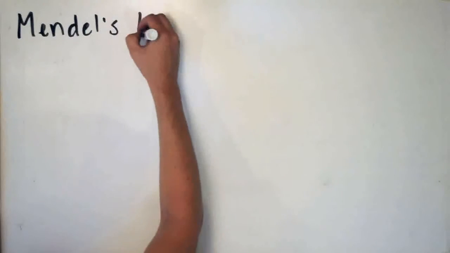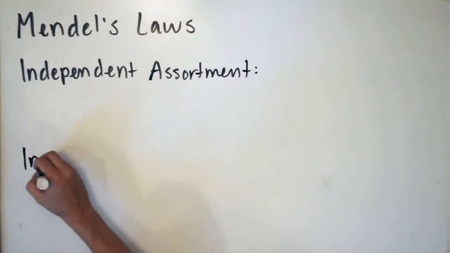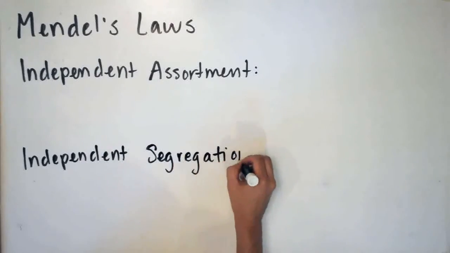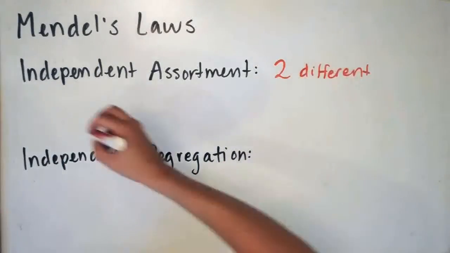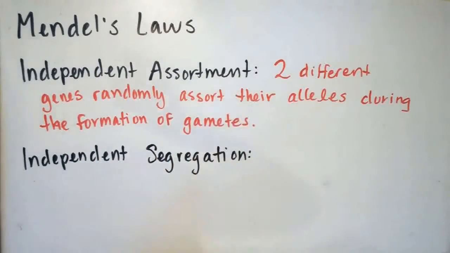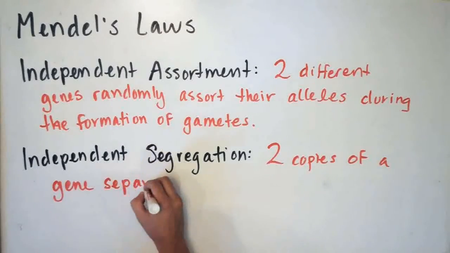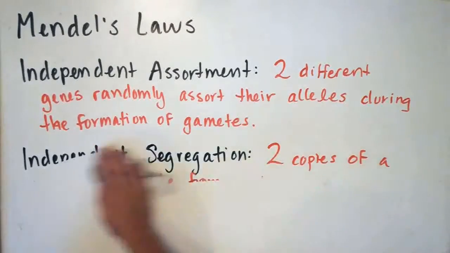Mendel had no concept of the molecular mechanisms that underlie his observations, but the events of meiosis can explain both Mendel's law of independent assortment and the law of independent segregation. Mendel's law of independent assortment states that two different genes randomly assort their alleles during the formation of gametes, while the law of independent segregation states that two copies of a gene separate from each other during gamete formation.